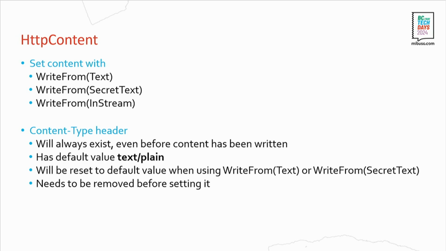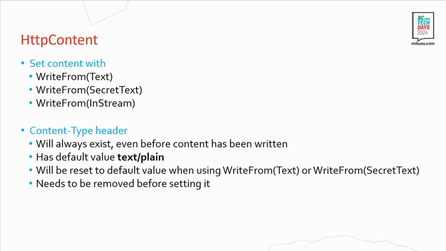Now the content type header, that one will always exist, even before you write any content, with a default value text plain. That's simply hard-coded. Now the question is, why does it exist? Because if you understand why that actually happens, it makes your life a lot easier.